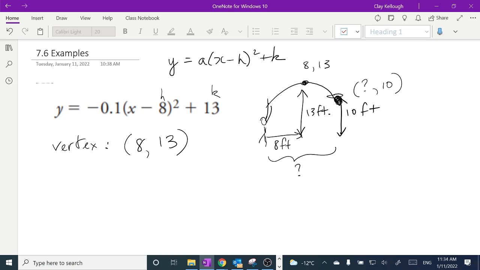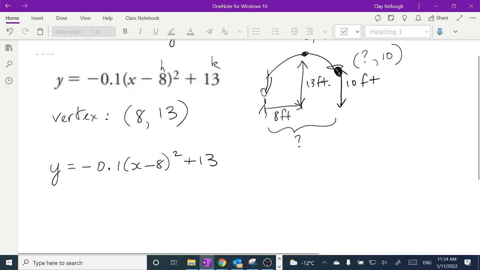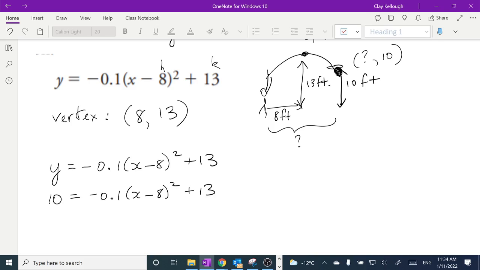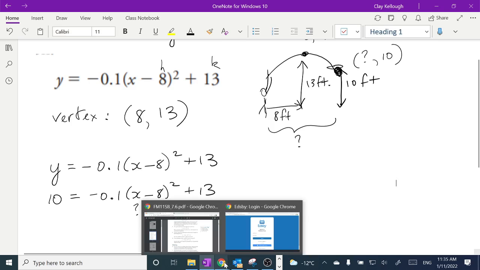So there's the equation. Let me write it down again. If the y value is 10, how much is x? And I've got good news for you. We can use Desmos to figure this out for us.